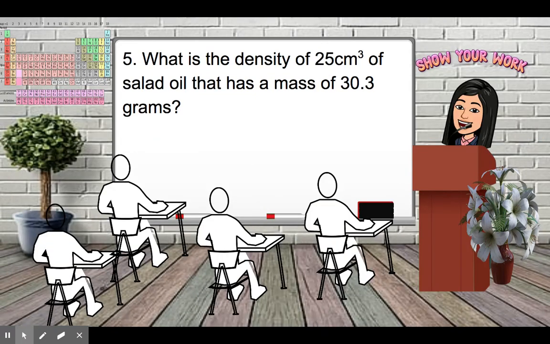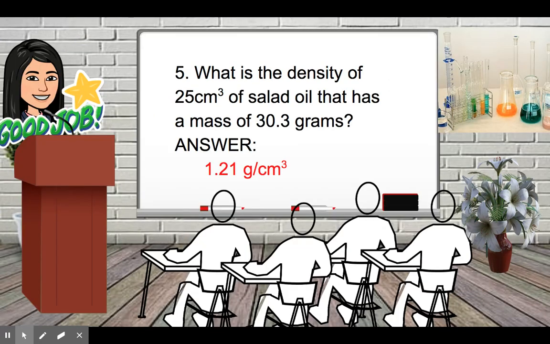And the last question is, what is the density of 25 cubic centimeters of salad oil that has a mass of 30.3 grams? The correct answer is 1.21 grams per cubic centimeter. You did a great job today, guys.